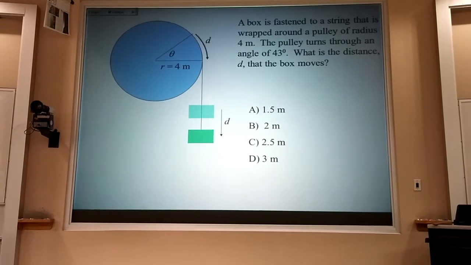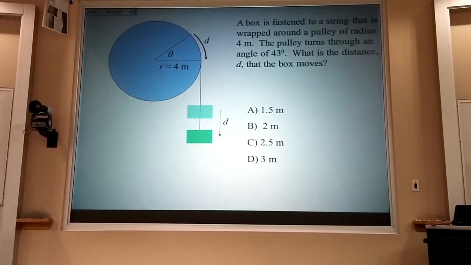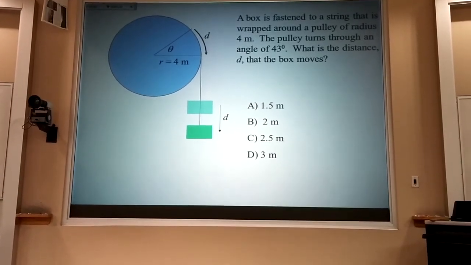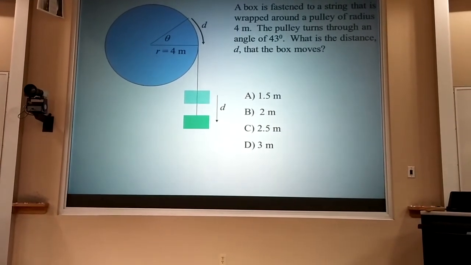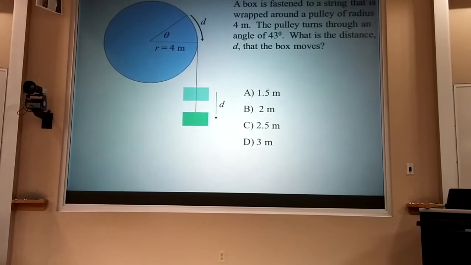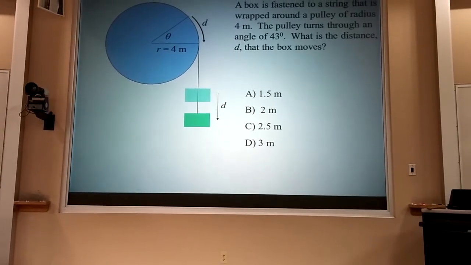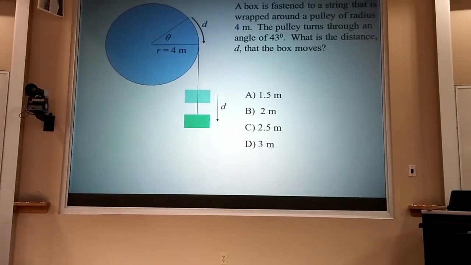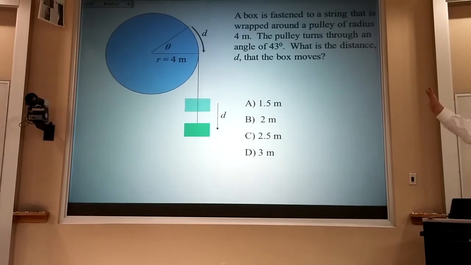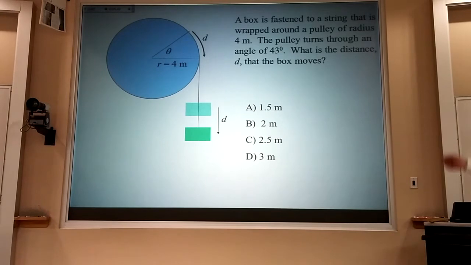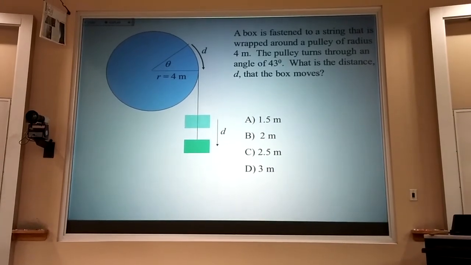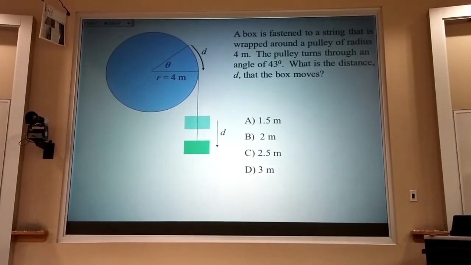First off, we need to recognize that in order for that box to drop 1 inch, I have to let out 1 inch of line. Anyone that's been fishing knows that. And so that means as this wheel turns through 43 degrees, that arc length is going to be the distance we're looking for, the distance that the box drops.